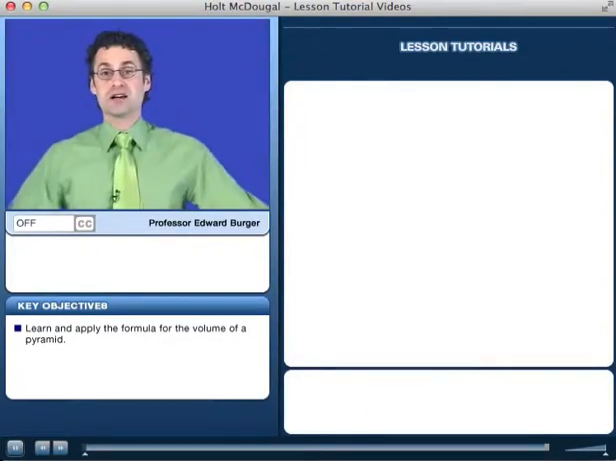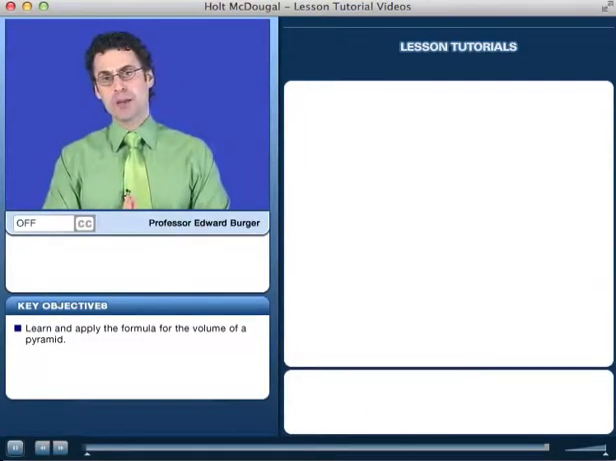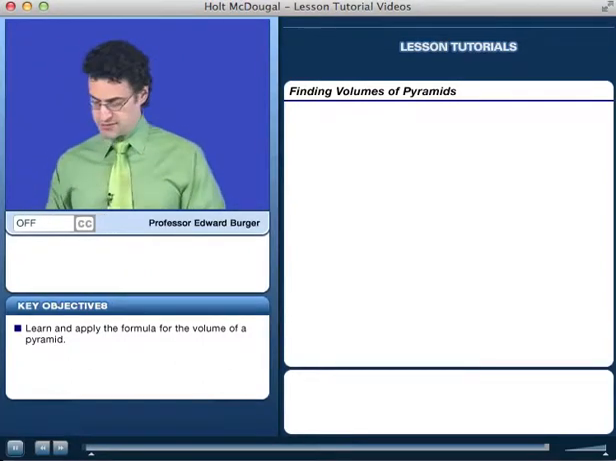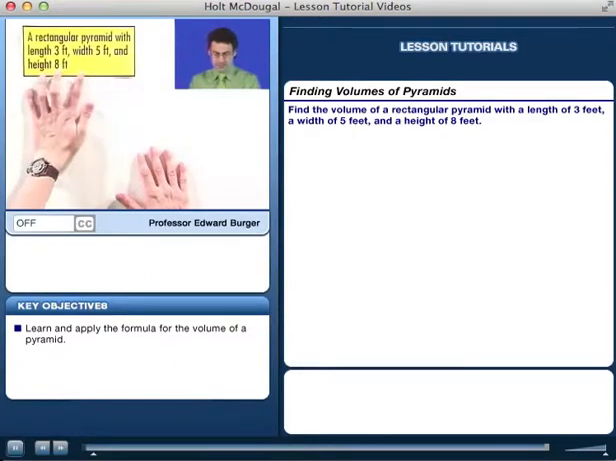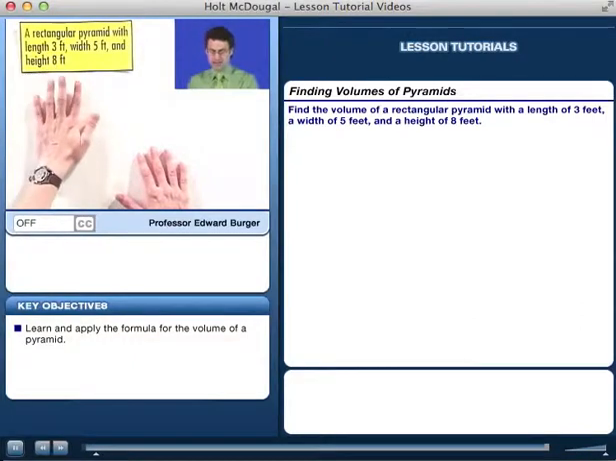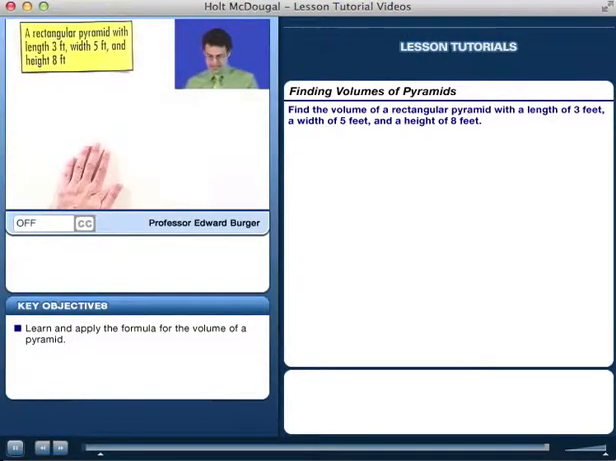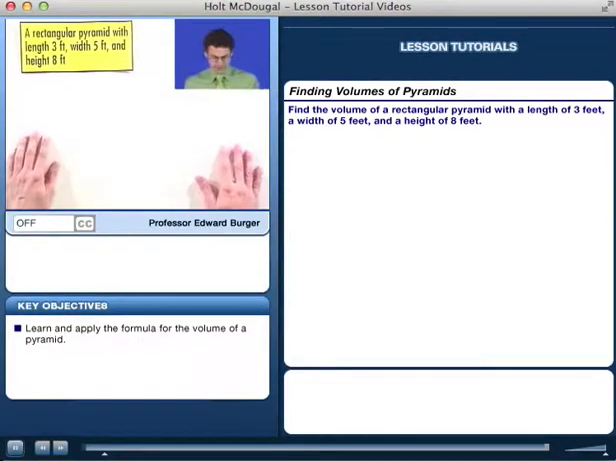All right, well, let's take a look at pyramids and now compute their volumes. So let's start off with an example to get us sort of in the mood. I want us to compute the volume of a rectangular pyramid with length 3, width 5, and height 8. So first, let's just draw a picture of what this might look like.